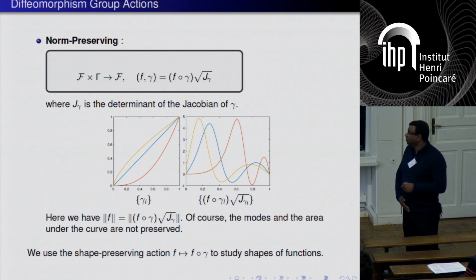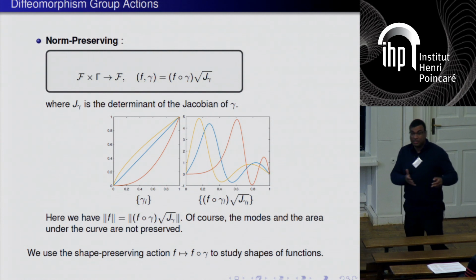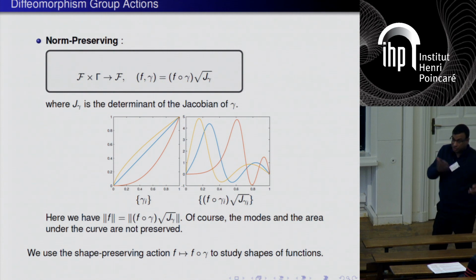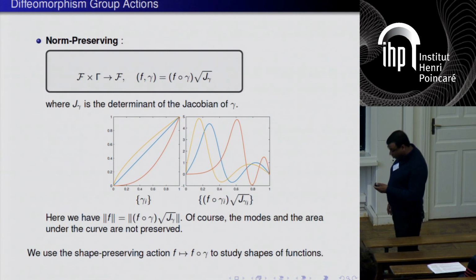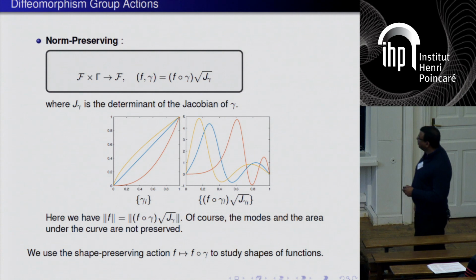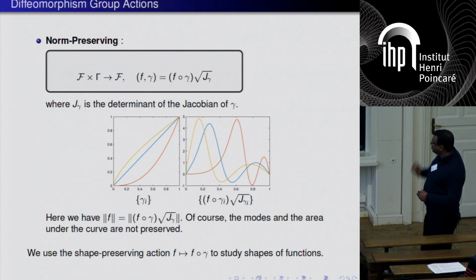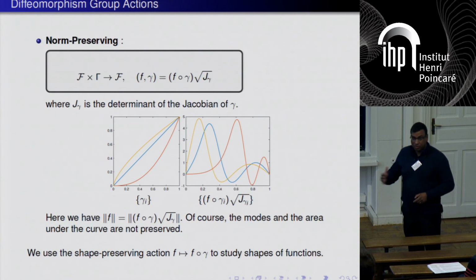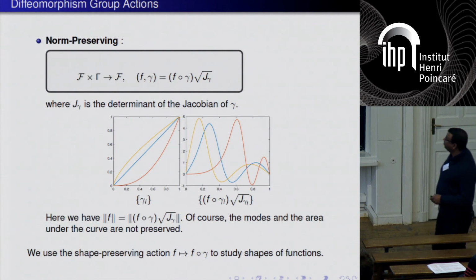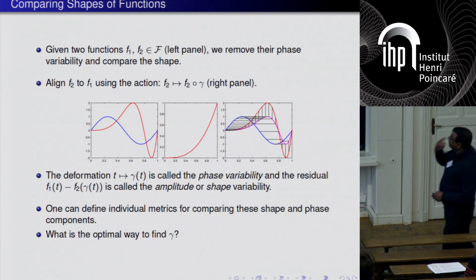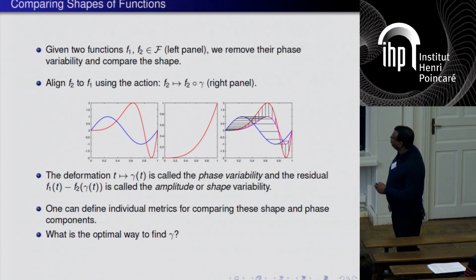You can take a function and apply this group action, and it preserves the L2 norm. So in some contexts, if you're interested in preserving the norm for some reason, then that's a good action. But again, this action also does not preserve shapes. Since we are interested in shapes, we will resort to the first one I mentioned, which simply moves the peaks left and right.